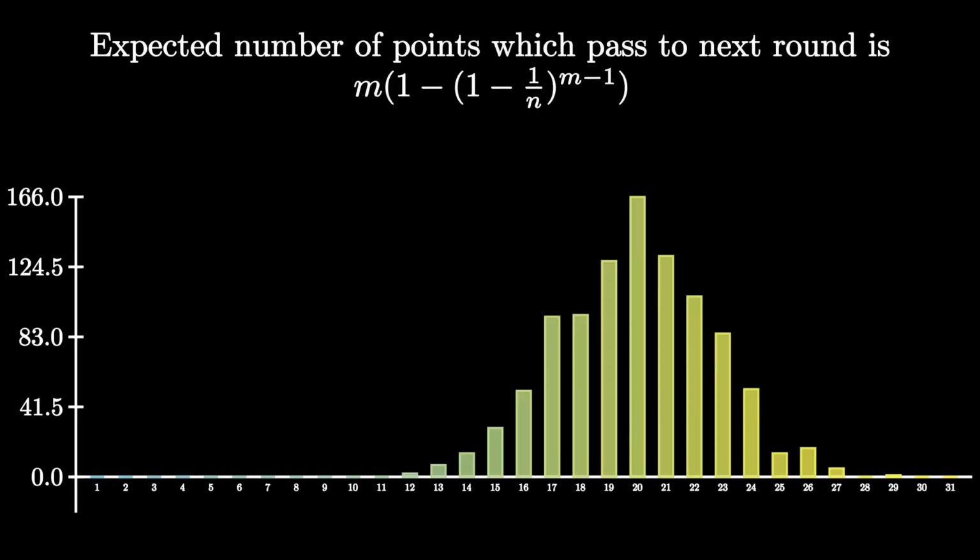Now let's do a sanity check and make sure that this is the right formula. Let's plug into the formula m equals n equals 30 and we get something around 19, which is approximately where the expectation of our simulation was. Great, so it looks like the equation is right.